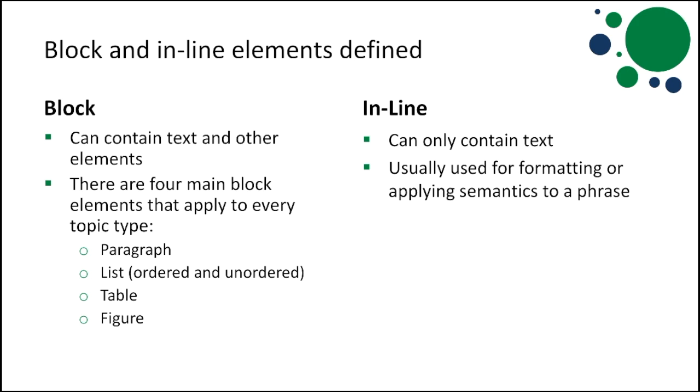The four main block elements in the DITA architecture apply to every single information type. We're talking about paragraphs, lists, tables, and figures. If you can understand and develop good patterns around these four main block elements, your content's going to have a lot of consistency, a lot of patterns for your customers.